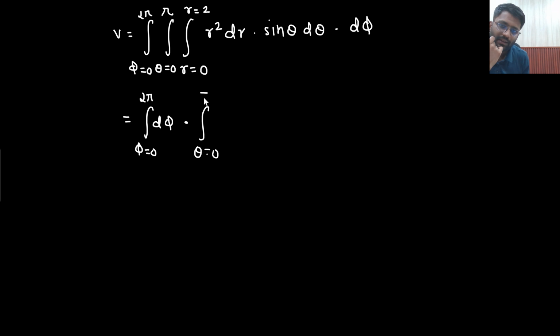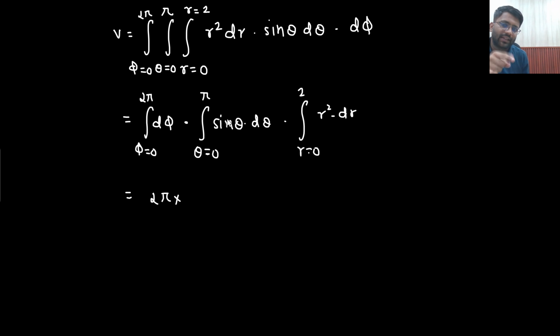Theta is going from 0 to pi, sin theta d theta. R is going from 0 to 2, r square dr. So this will give you 2 pi. Sin theta will have the integration of minus cos theta. When you put cos pi, that will be minus 1, cos 0 will be 1 only. So this will give you 2. And here r cube by 3, that means 2 cube by 3. So this will become 2 to the power 5, which will be 32 pi by 3 unit cube.